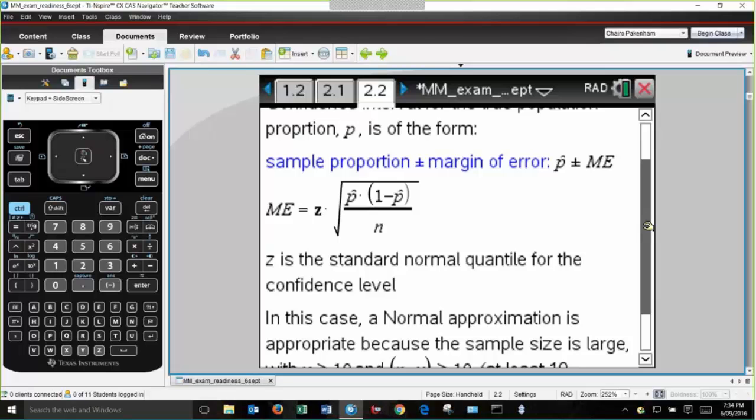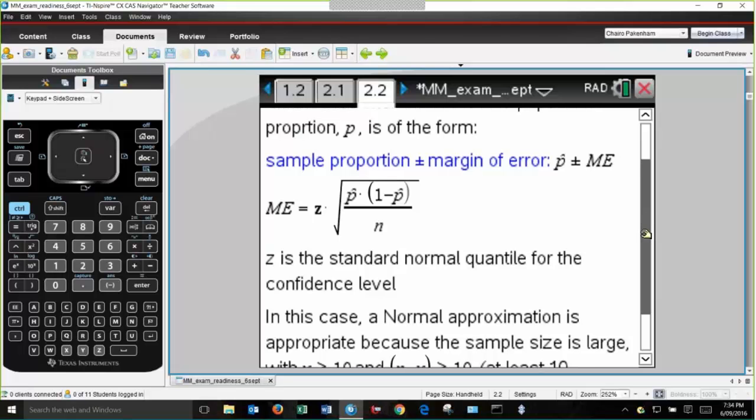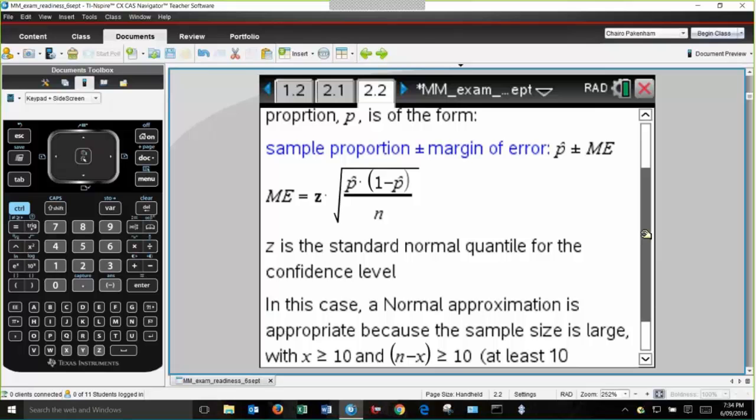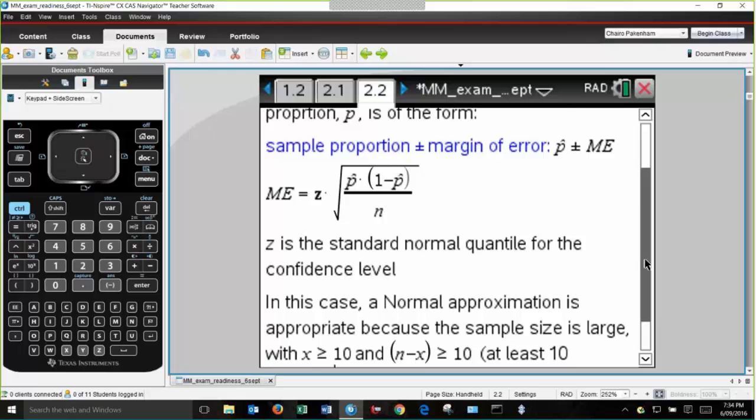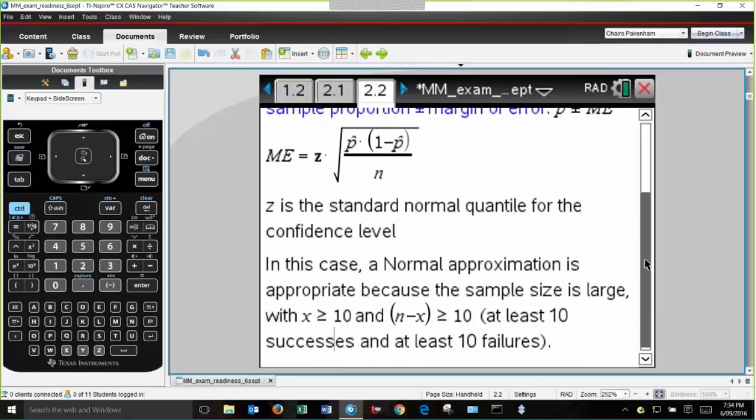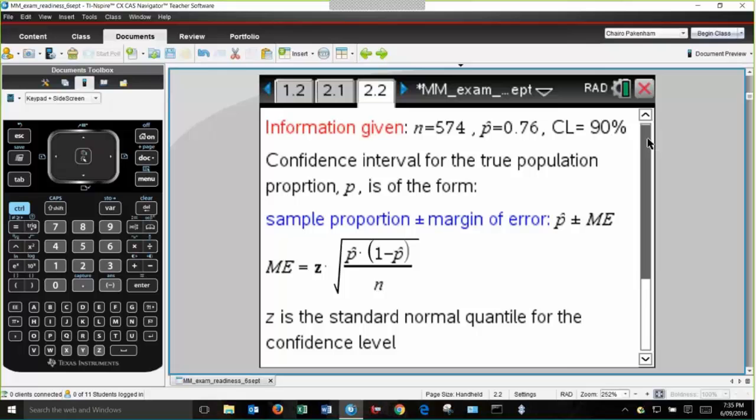The reason that we can use the normal approximation in this case is that the sample size is sufficiently large that there are at least 10 successes and at least 10 failures. Some statisticians say that it should be at least 15 successes and 15 failures, but whatever the case, it's certainly met here. All right, so what's this Z value?